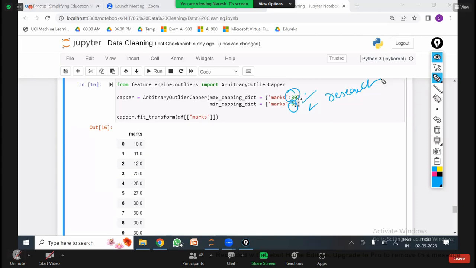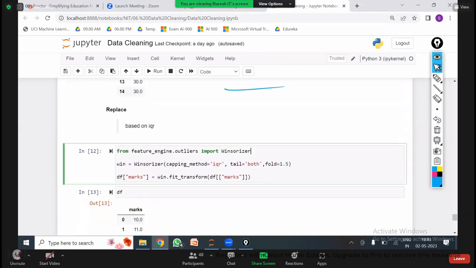For example, based on the research, if you have the answers, you have to go with the arbitrary outlier capper. If you are working on the statistical mean, you have to go with the winsorizer. Is that clear, guys? When we have to apply the winsorizer, when we have to apply the outlier capper. All these real-time applications we are going to see in the further projects.